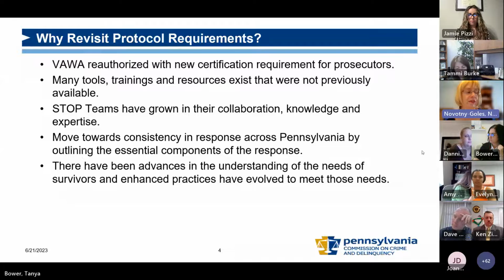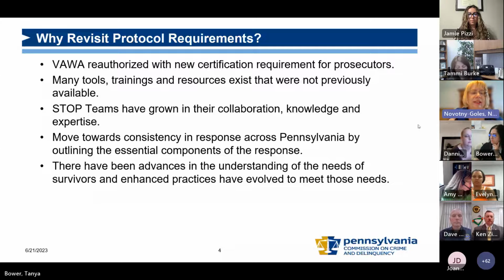From our perspective as administrators of the STOP Formula Grant Program, PCCD staff think we're at an important juncture in the way we address intimate partner violence in Pennsylvania. At the federal level, there have been new requirements and certifications included in the reauthorization of VAWA 2022. So the protocols are a strategy for making sure that everybody who gets a STOP grant is in compliance, ultimately making the whole Commonwealth in compliance with the Federal Office on Violence Against Women's requirements for getting the STOP funding.